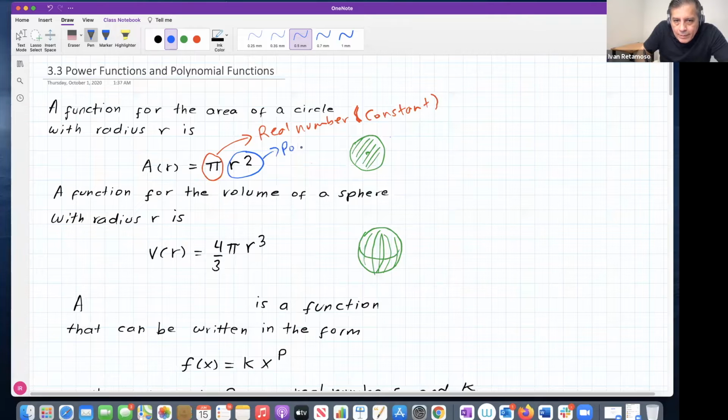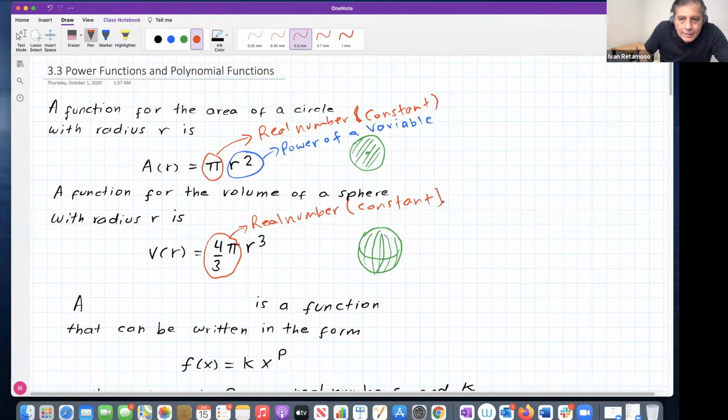Power of a variable. So mathematicians notice this, right? Here again, when you compute the volume of a sphere, first 4/3 of pi, this is just a real number, a constant, followed by some power of a variable, right? In this case, the third power of the radius of the sphere, right? So followed by a power of a variable.